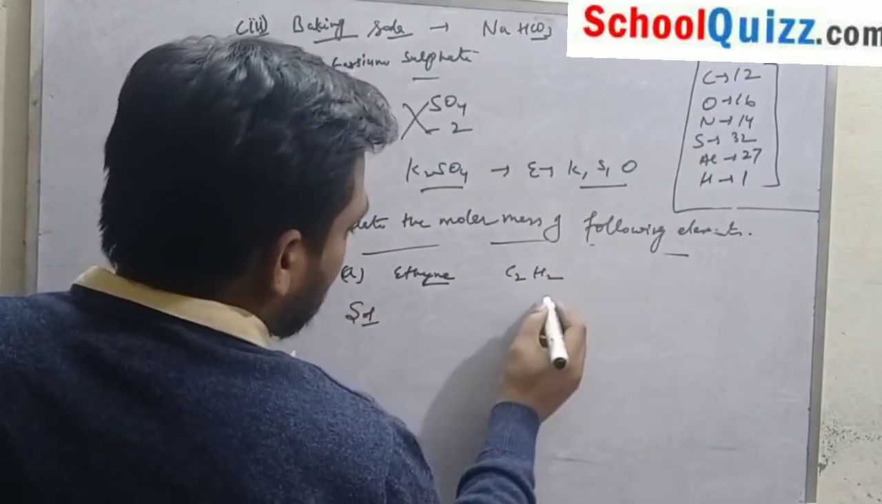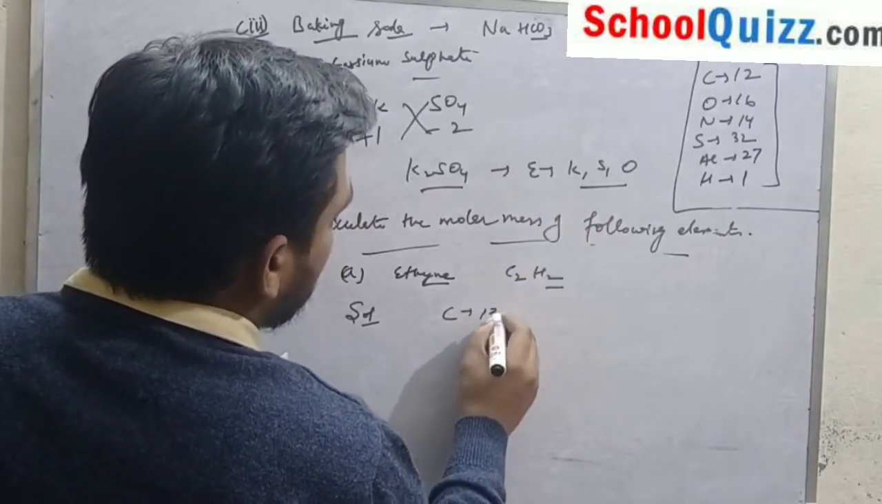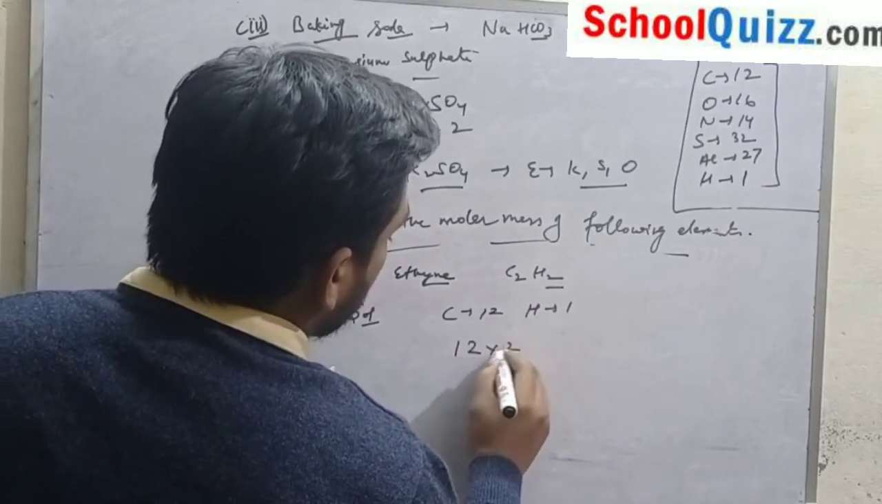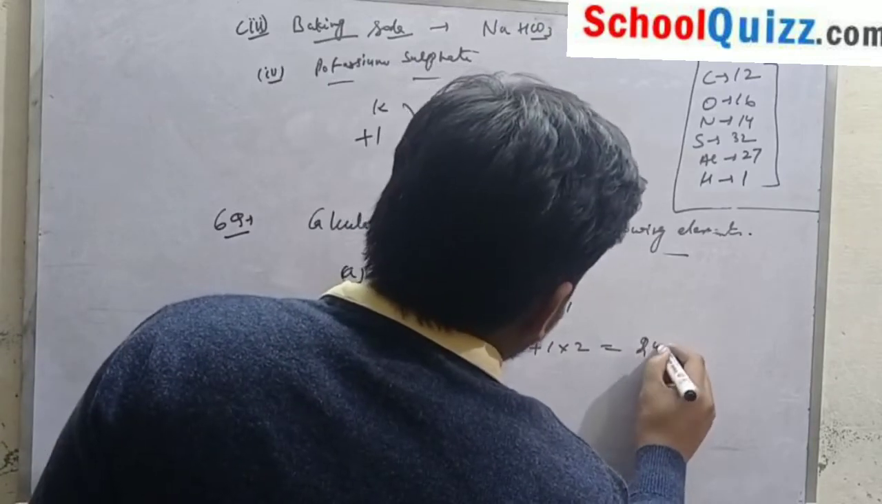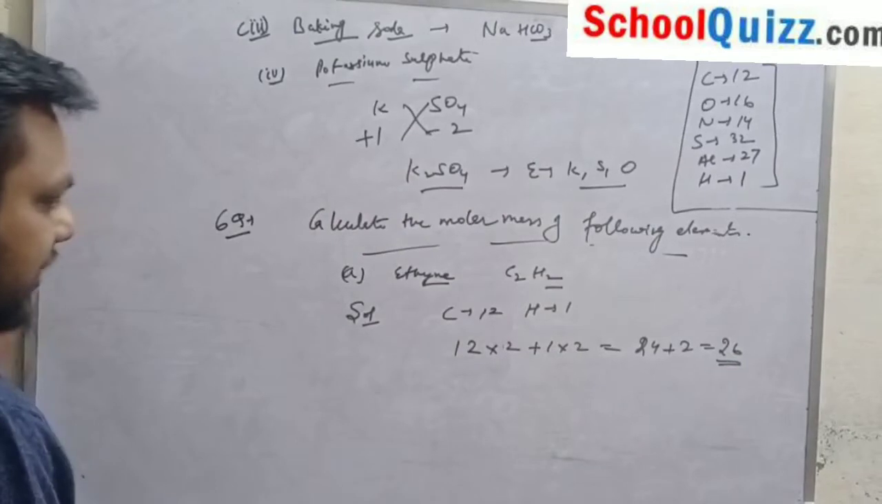There are 2 atoms of carbon and 2 atoms of hydrogen. So carbon's atomic mass is 12 and hydrogen is 1. So it will be 12 into 2 plus 1 into 2. That is 24 plus 2, that is 26.